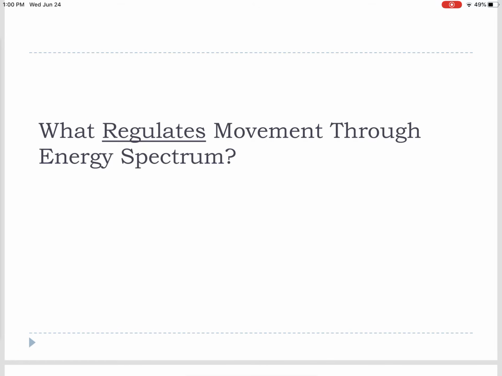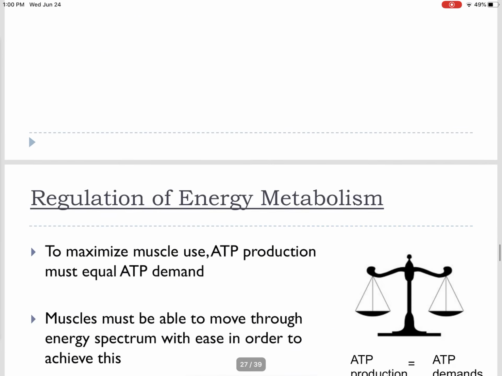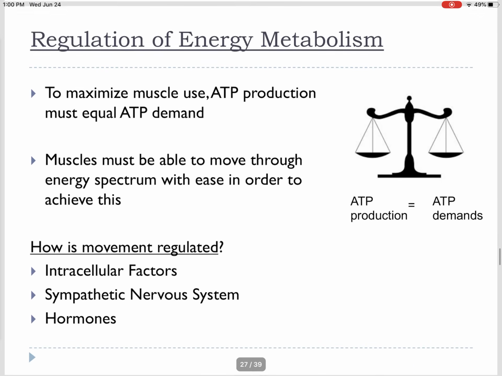Okay, we're almost done here. A couple odds and ends. What regulates our movement through this? How do our muscles know where to go?